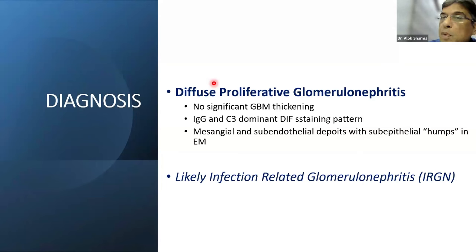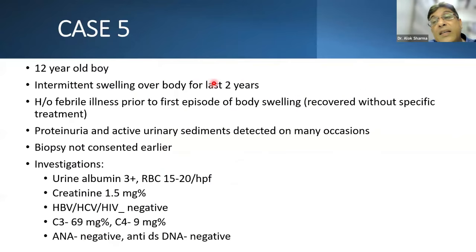Now we don't call it post streptococcal because you have many etiologies other than streptococcus also here. So we call it an infection related GN now. So instead of PSGN or PIGN, it is more logical or scientific to call it IRGN, right? Just remember that. The next case is similar, same age of the child, but now this child has been having these symptoms for some time.